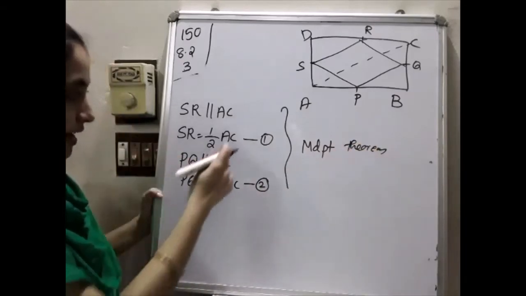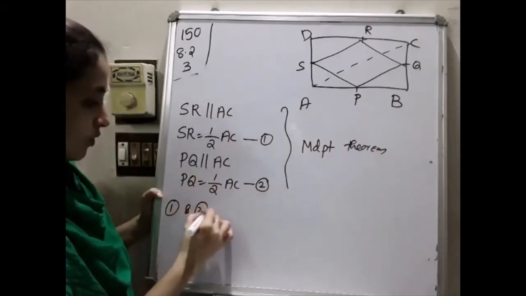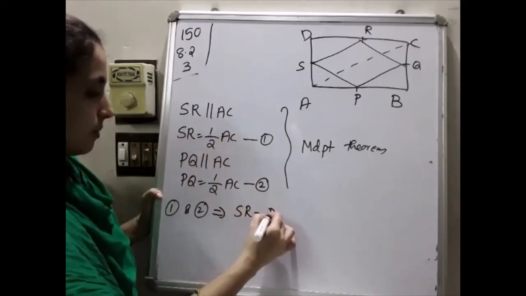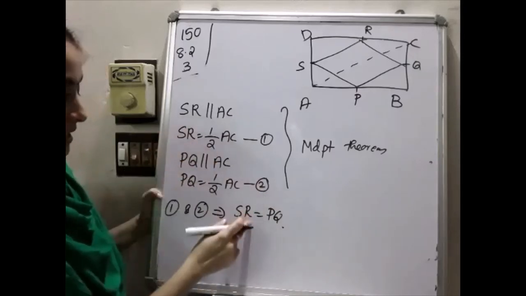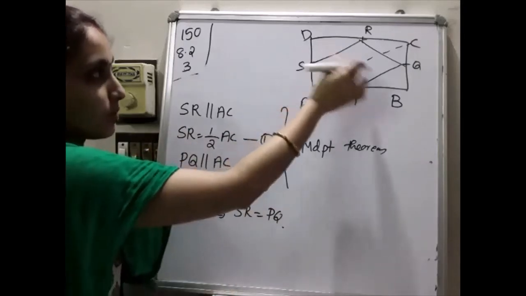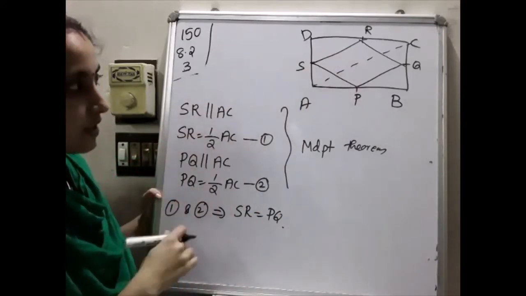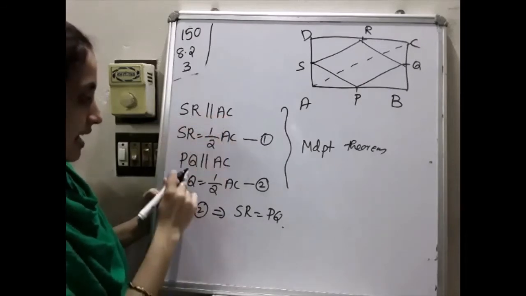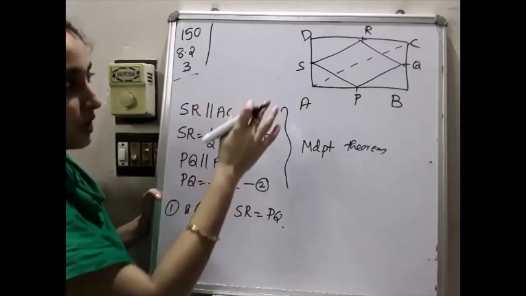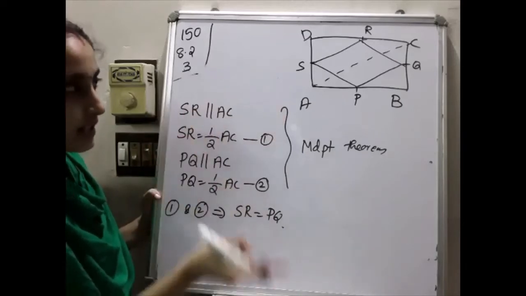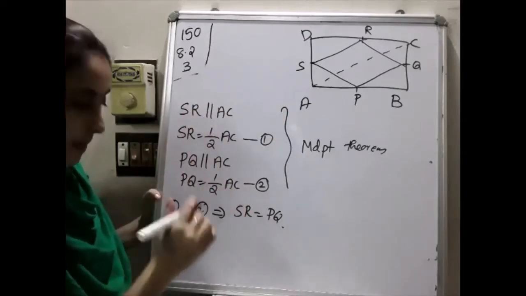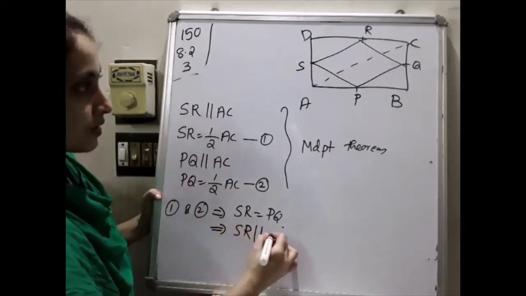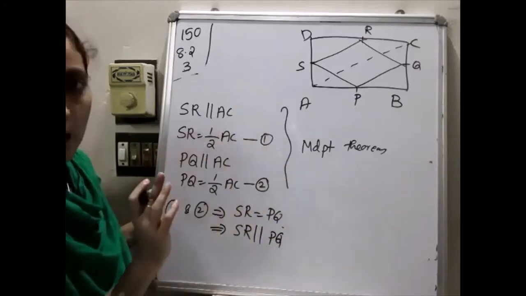Okay. So by combining equation number 1 and equation 2, what we can say? These two sides are equal. So SR is equal to PQ. That means the opposite sides are equal. Then we have to prove it is parallel also. We already know SR parallel to AC and PQ parallel to AC. Both are parallel to AC, so the other two lines are also parallel, which implies SR parallel to PQ. So what we got, that is a parallelogram.